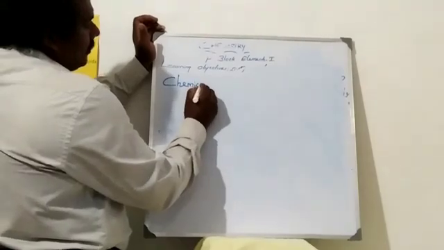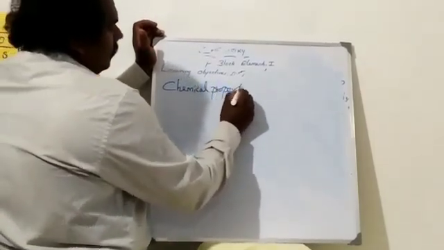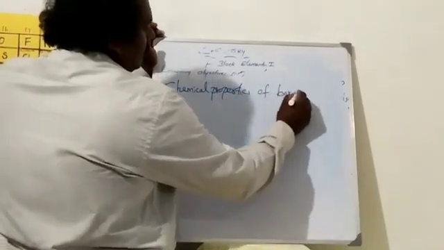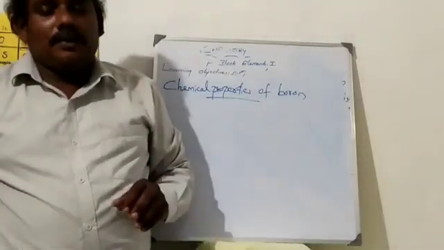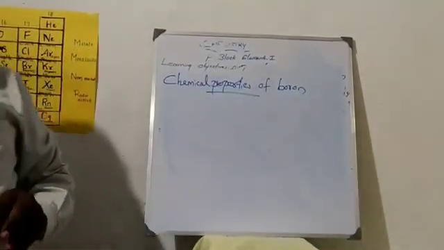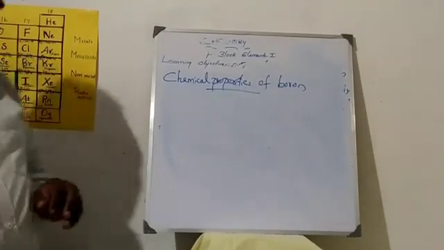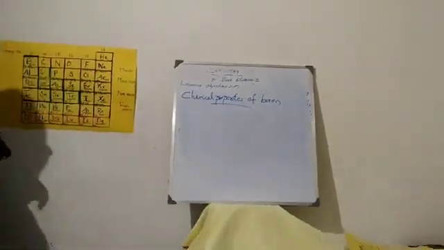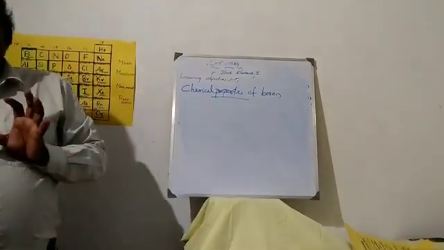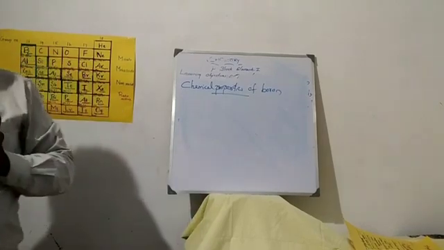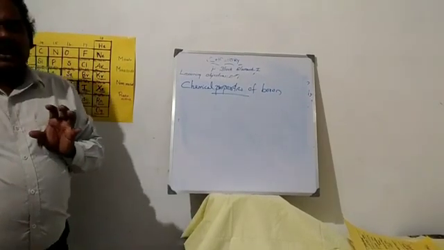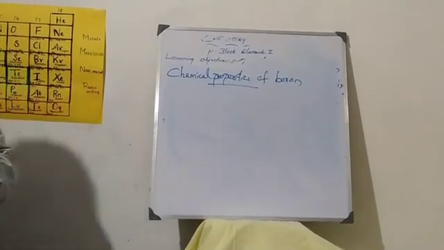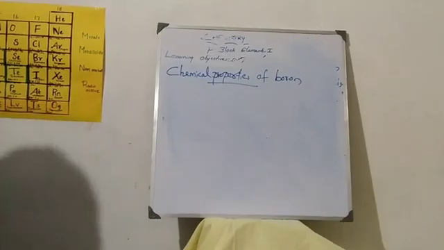Next, the chemical properties of boron. The first property: boron is the only non-metal in this group, and it is less reactive. Earlier I told you boron is a metalloid, but it is less reactive. However, it shows reaction at high temperature. Many compounds are electron deficient due to the small size and high ionization energy.